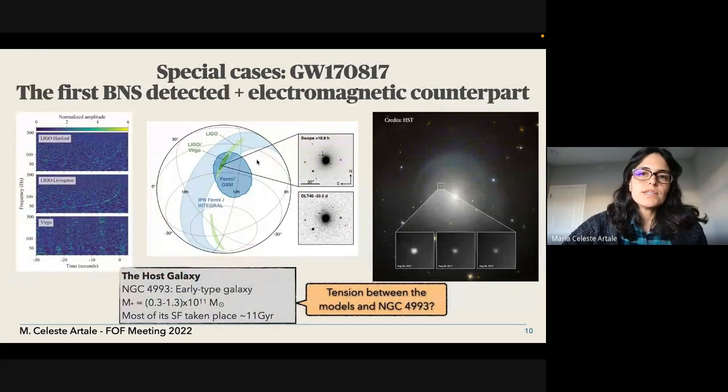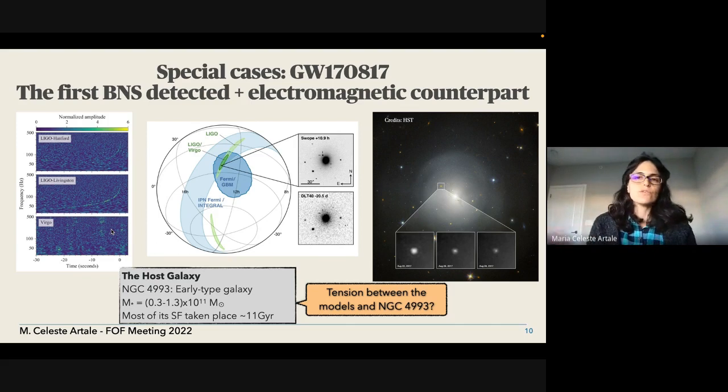The second case is GW170817, which is the first binary neutron star detected. This was also very special because we were able to detect the electromagnetic counterpart of this event. It was amazing because we could cover from radio to X-rays and gamma rays, and we were able to identify a kilonova and a short gamma ray burst.